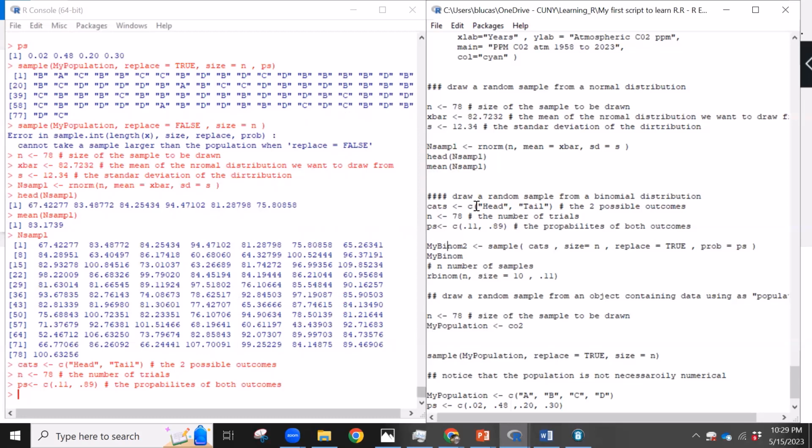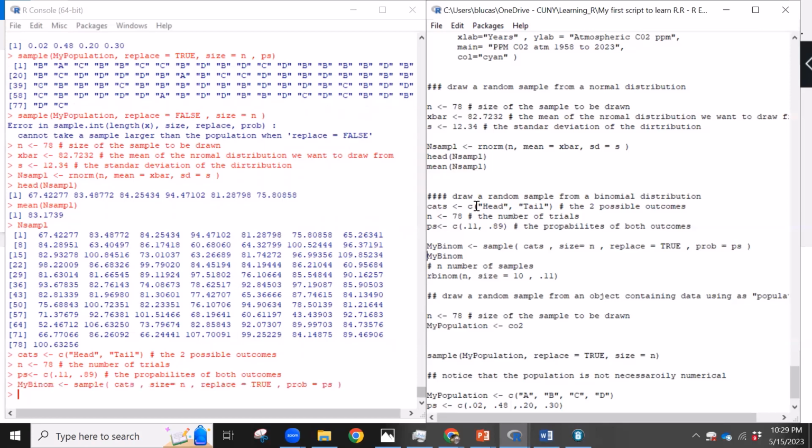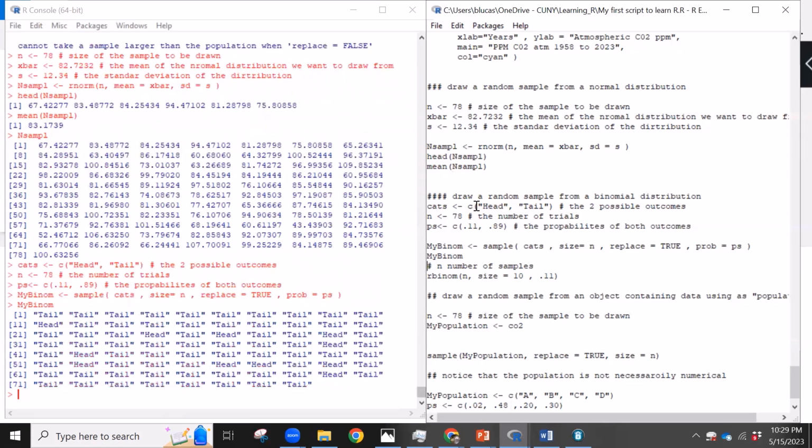And then after that, I can generate a random sample. And here we can show it. So for example, in the first 10 trials, there was only tails, but in trial 11, we had a head, and then we're back to tails, and so on and so forth.